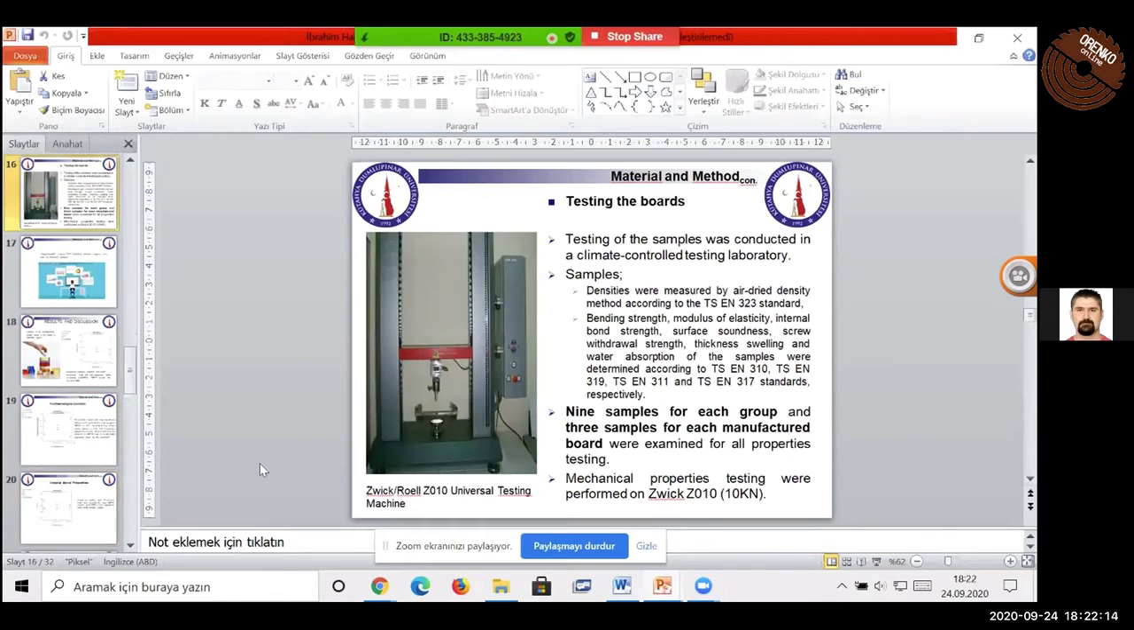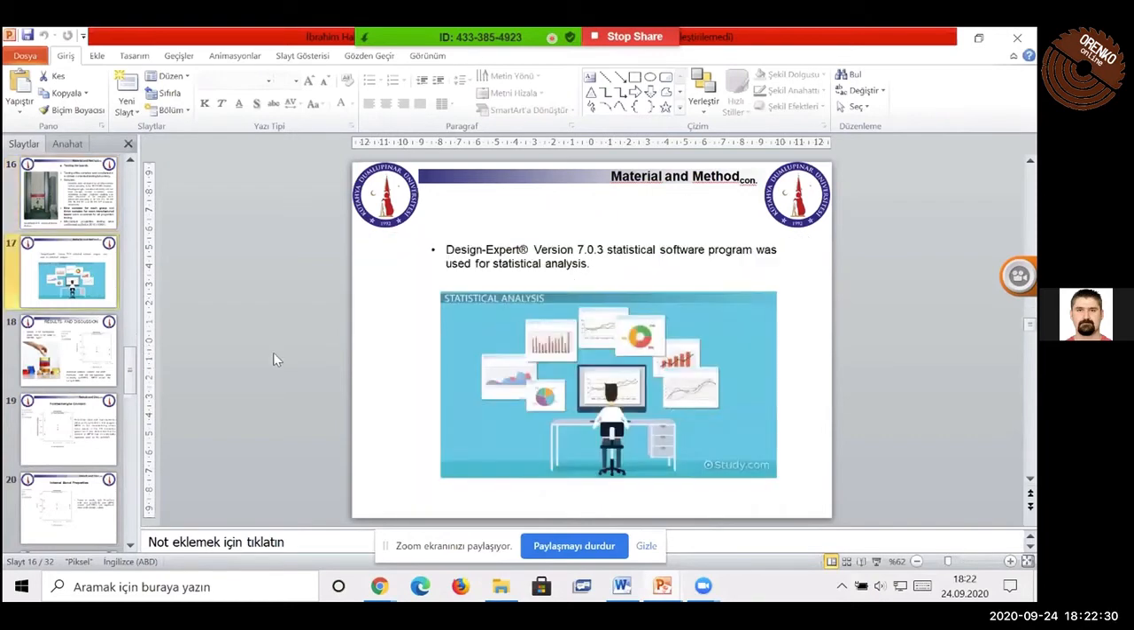I can see from here 9 samples for each group, and 3 samples for each manufactured board were examined for all properties testing. Mechanical properties testing was performed on Zwick. You can see from here our universal test machine. And the Design Expert software program was used for the statistical analysis.